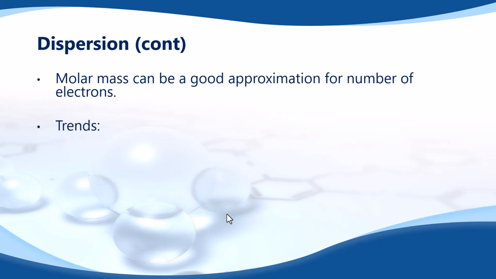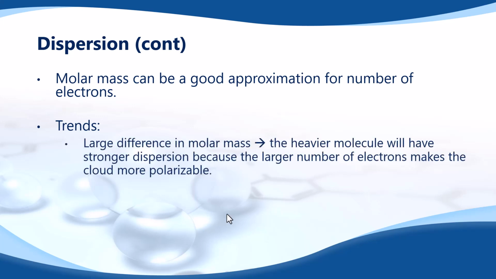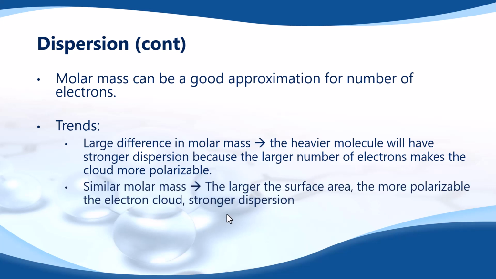We're going to talk about the first trend is what if the molecules have different molar masses, and I mean noticeably different, versus what happens if the molecules have similar molar masses. Right, so if there's a large difference in molar mass, that means there's generally going to be a large difference in the number of electrons. The heavier one will have more electrons, which means the cloud is more polarizable. Now, if they have a similar molar mass, you're going to want to look at size of the molecule, right? So surface area. The more surface area, the more polarizable the cloud's going to be, the stronger the dispersion force. Right, so I have an example of these coming up on the next couple of slides.